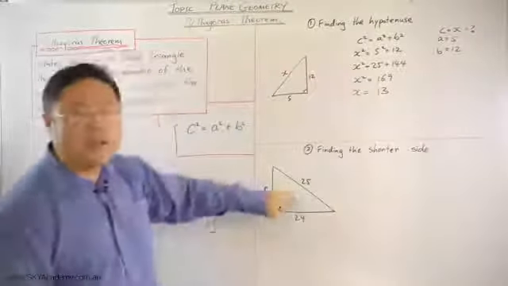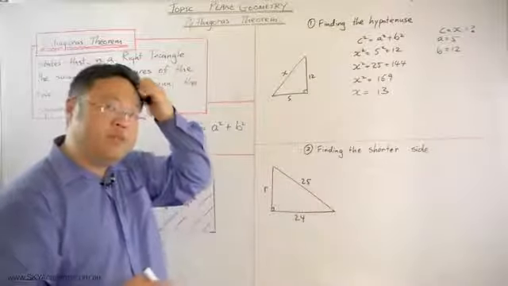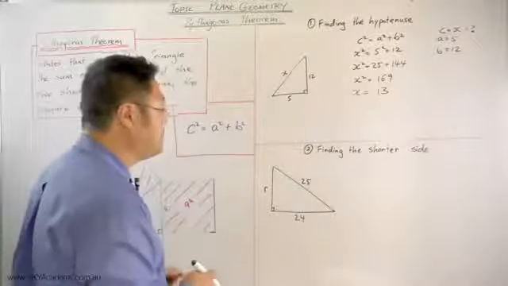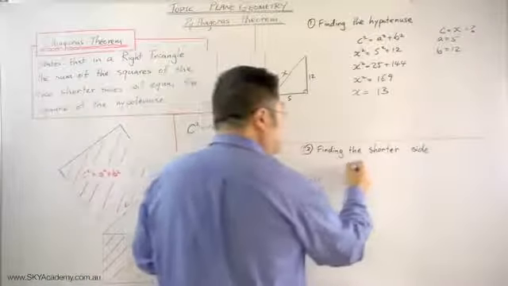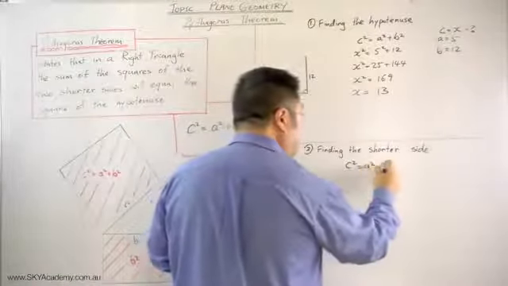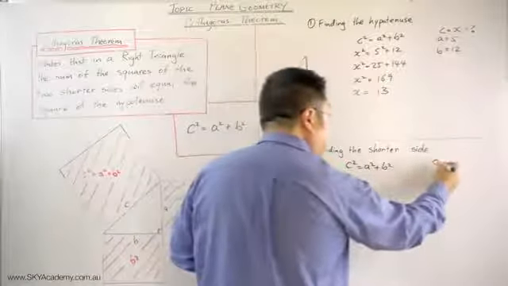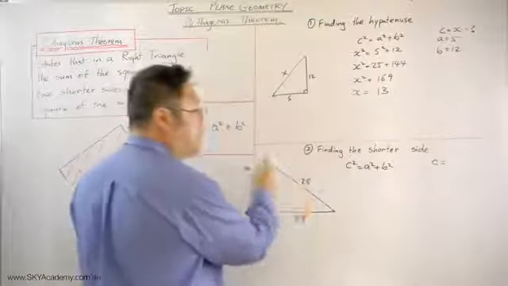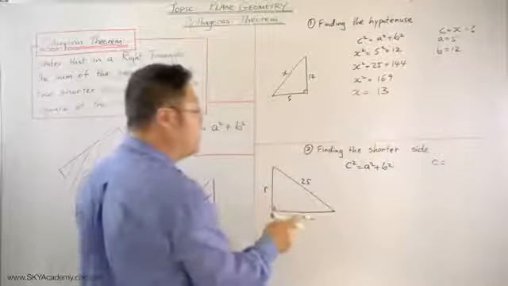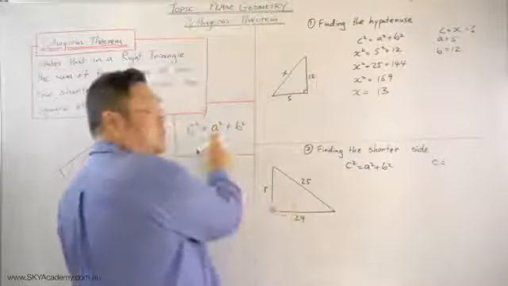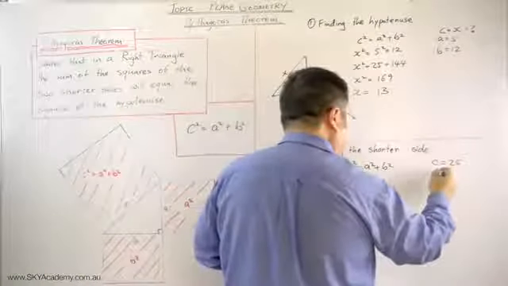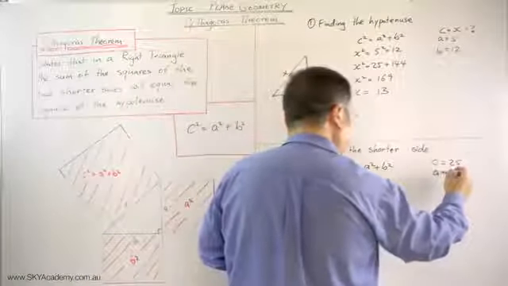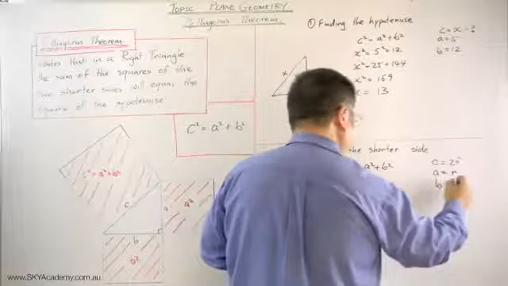Finding the shorter side then, you're going to have to be able to use equations for this. All right, so let's have a go. So now we've got c squared equals a squared plus b squared. Now your c is going to be equal to your hypotenuse. c is always your hypotenuse if you're going to use this formula. All right, so that's going to be your 25. a is going to be r and b is going to be 24.